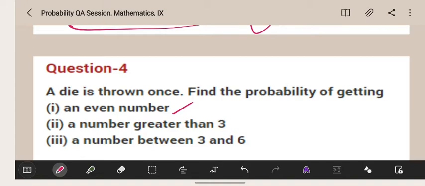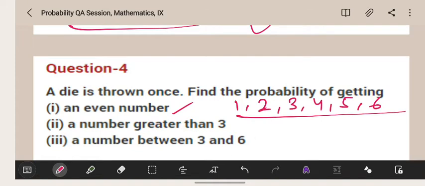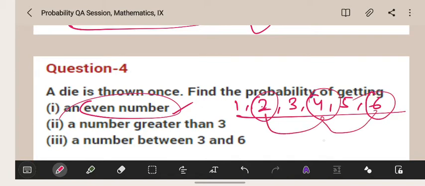Again, the die question. The first question you have seen the dice problem. Same here also. You have to find first of all the probability of getting an even number. So you have the outcomes as 1, 2, 3, 4, 5 and 6. These are the possible outcomes. The favorable outcomes for an even number are 2, 4 and 6. How many are there? You have got 3 here. So the probability of getting an even number is 3 by 6, that is 1 by 2.